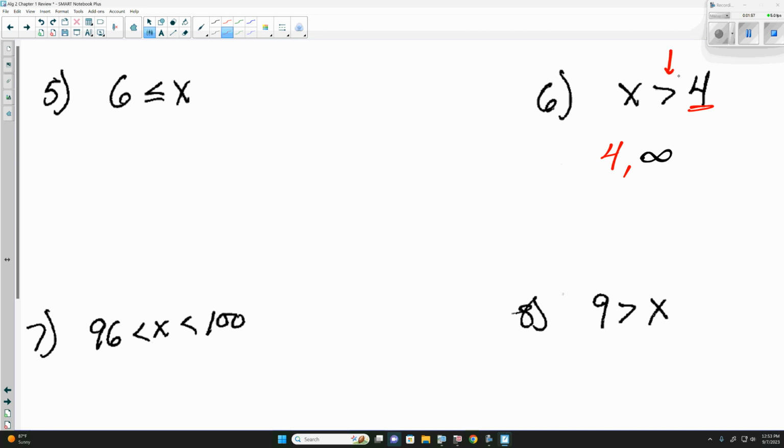Now since it tells us it is not equal to 4, we would use a parenthesis. And we can never get to infinity or negative infinity, so it will also be a parenthesis. And that is it. Any other questions on 1 through 8? Any question on how we do any of those? If there's no other questions on 1 through 8, let's go to the next one.